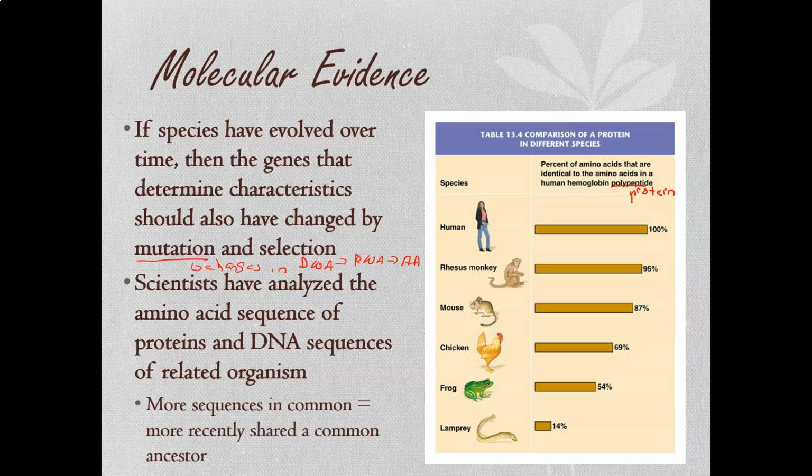ancestor. So if we were to look at this, humans and monkeys, going back in time, have shared a common ancestor much more recently. I would have to go really deep back into evolutionary history to find that common ancestor that humans and lamprey share.